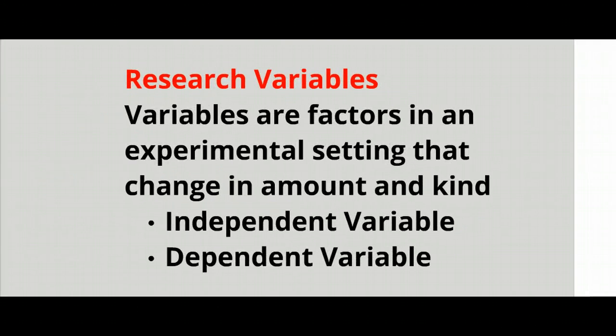It's defined for you. Now, when you develop a research study, you have variables, research variables. And these are the factors in a study that change in amount and kind. There's two different variables. There's going to be the independent variable and the dependent variable. This is a little confusing, but you'll get this. So sometimes we abbreviate these as IV and DV. The independent variable is the thing that you as a researcher are going to manipulate. The dependent variable is the thing that you are going to measure at the end.